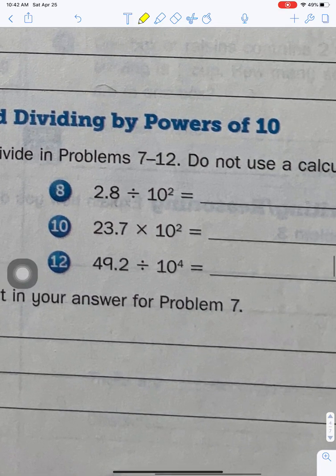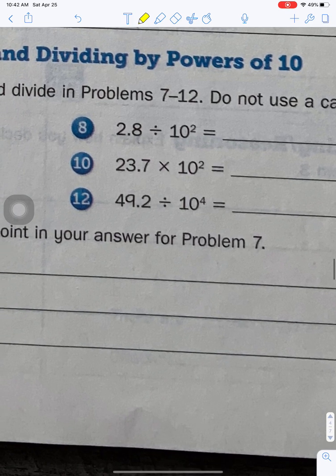Dividing. Okay, let's do number 8. 2.8 divided by 10 to the power of 2. Now in this case, 2.8 is going to get smaller, it is going to decrease. Since it's division, we're going to move our decimal point over to the left. Here we have 10 to the power of 2, and that exponent tells us that we are going to move it over 2 places. So if the decimal point's here, we're going to move it over 1, 2.